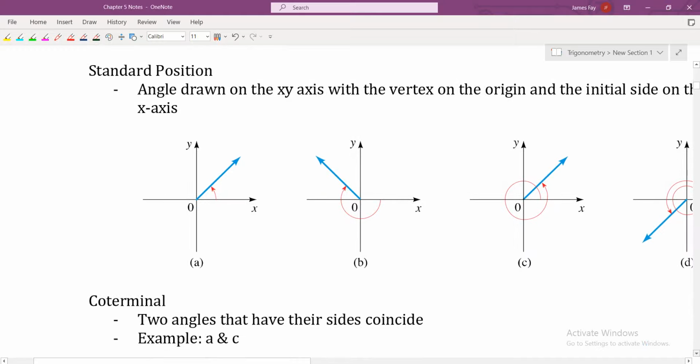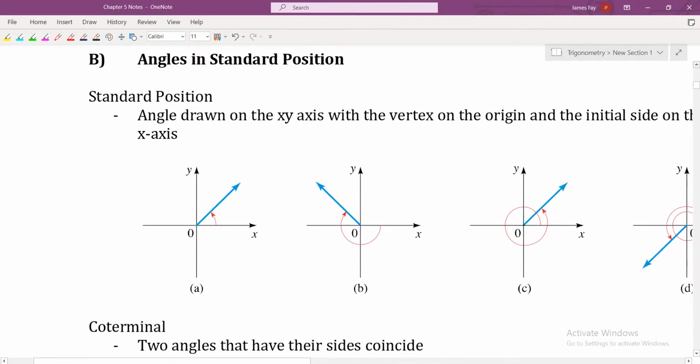When we talk about angles, we're going to talk about something called standard position. We talked about this a little bit last session, where with every angle, the positive x-axis is our initial ray. Our vertex is going to be located at 0, 0, and then our terminating ray is going to terminate or stop in either the first, second, third, or fourth quadrant. That's called standard position.